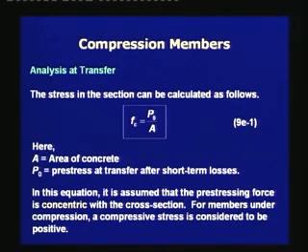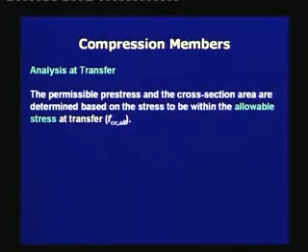For members under compression, a compressive stress is considered to be positive. In this lecture, we shall consider that a compressive stress is positive and a tensile stress is negative. This is the convention which is used for compression members. The permissible prestress and the cross-sectional area are determined based on the stress to be within the allowable stress at transfer, fcc allowable. Thus, given the compressive stress to be within the allowable value, we can determine P0 and A, a suitable combination of the two variables.